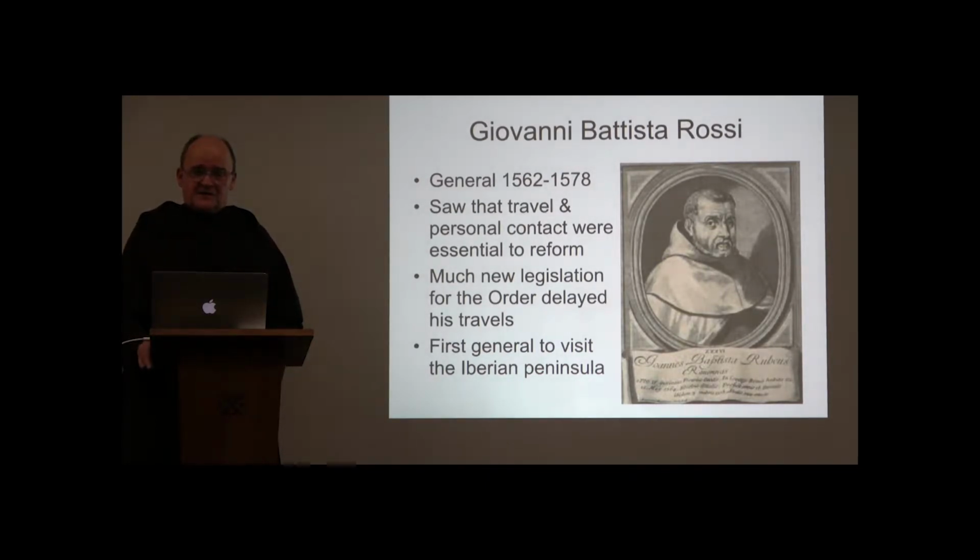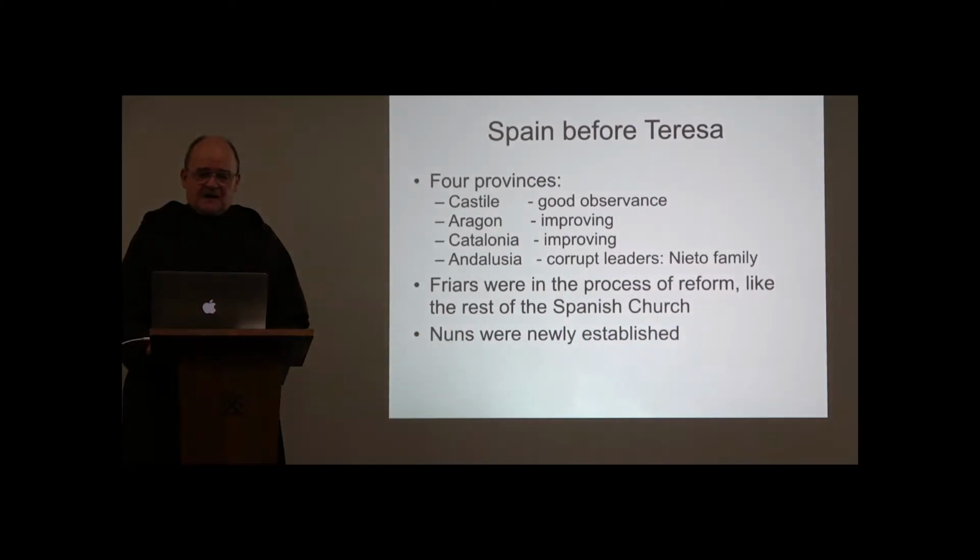Now, Rossi was under a certain amount of pressure from the King of Spain to take a hand in the reform of the Spanish provinces, so that was always something in the back of his mind. In Spain, the 4 provinces were going to go through a whole range of excellence or lack of it. The Castilian province was certainly the best as far as observance and fervor was concerned.